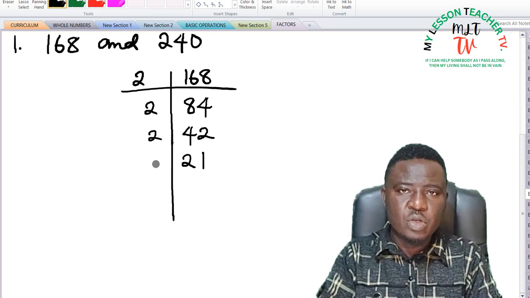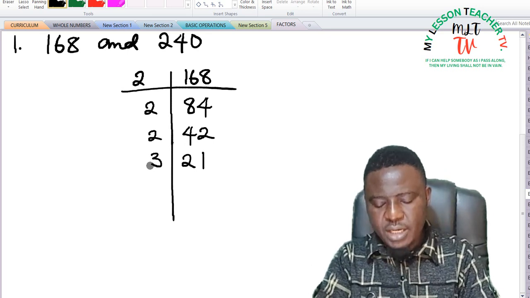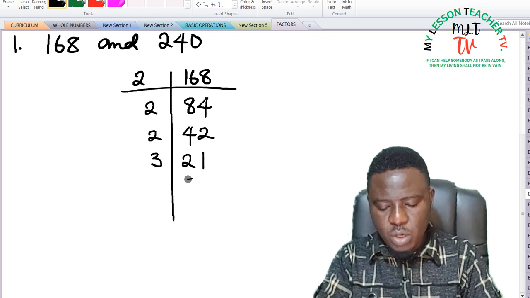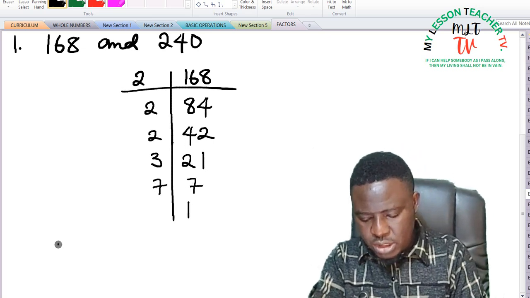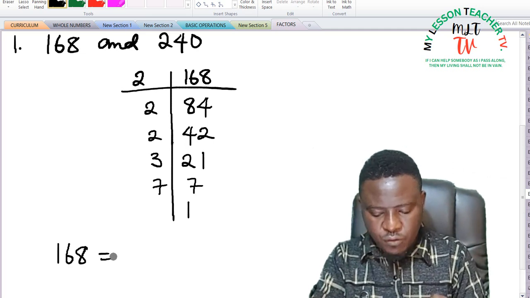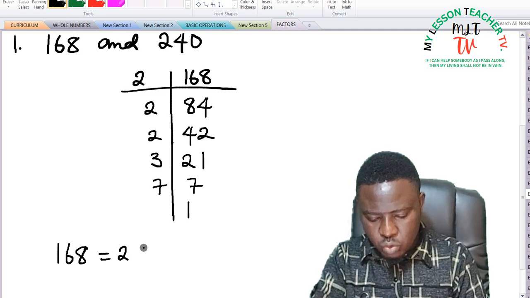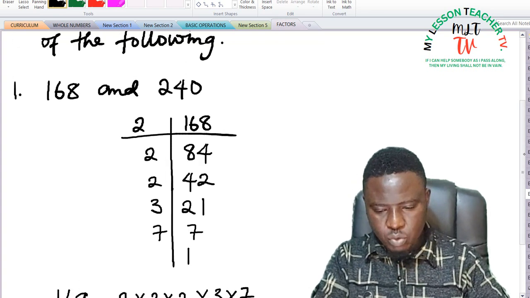2 can no longer divide because 21 is not divisible by 2. But 3 can divide. 3 into 21 is 7, and 7 into itself is 1. So 168 can be expressed as the product of its prime factors to be 2 times 2 times 2 times 3 times 7.